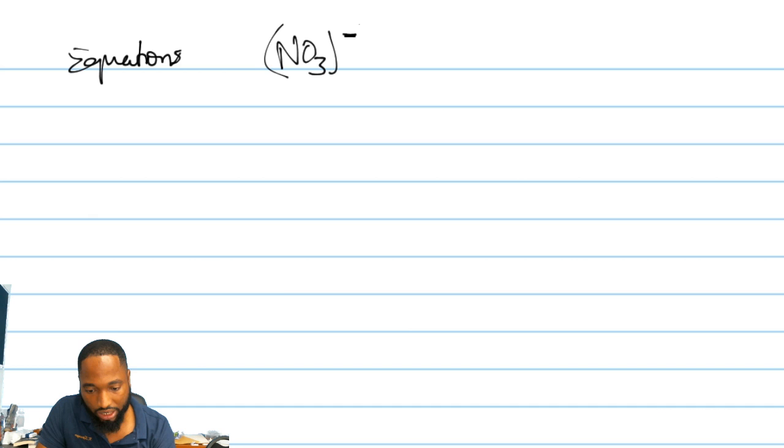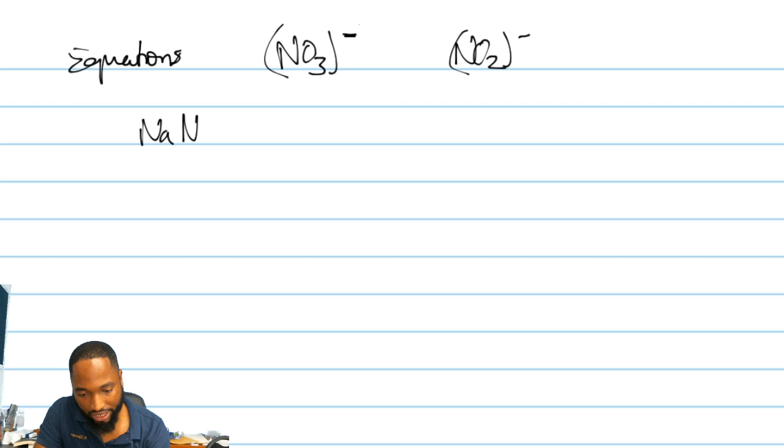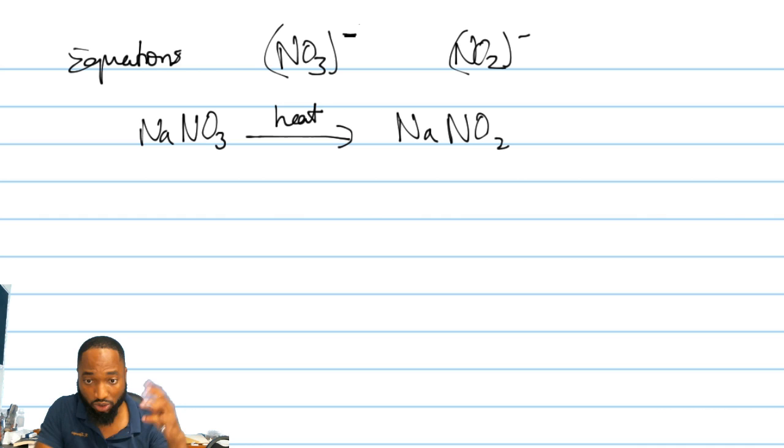The nitrite, we just need to know this one too, for the sodium and potassium, is also 1 minus. Alright, I get the equation with sodium. So sodium nitrate. This is 1 and this is 1, so that balances by itself. And in the presence of heat, you're going to decompose to form sodium nitrite. So this is 1 and this is 1, so that balances by itself.